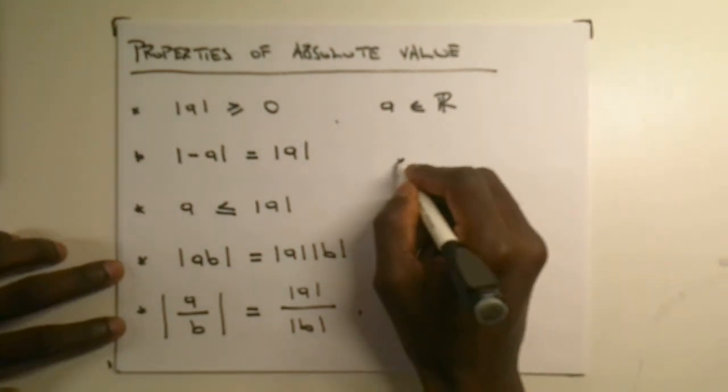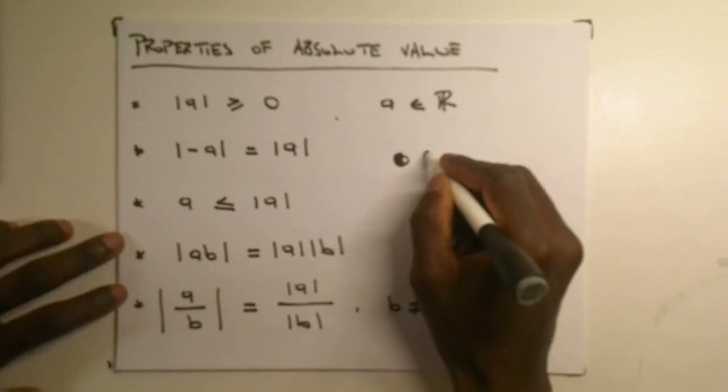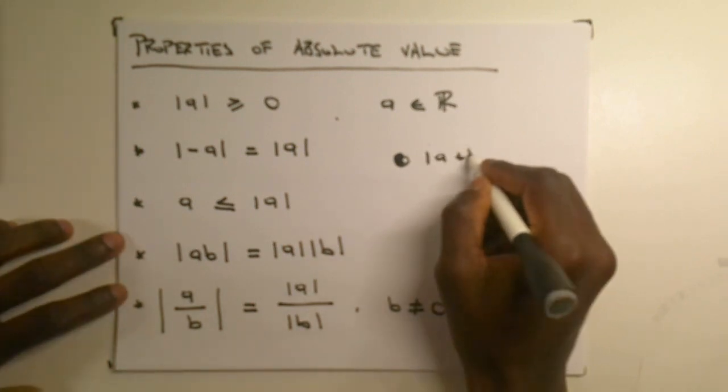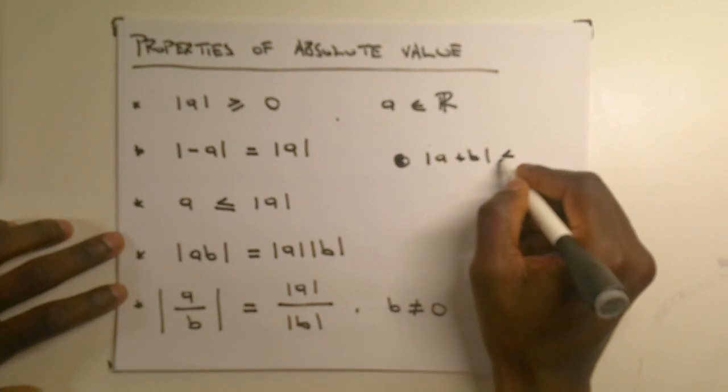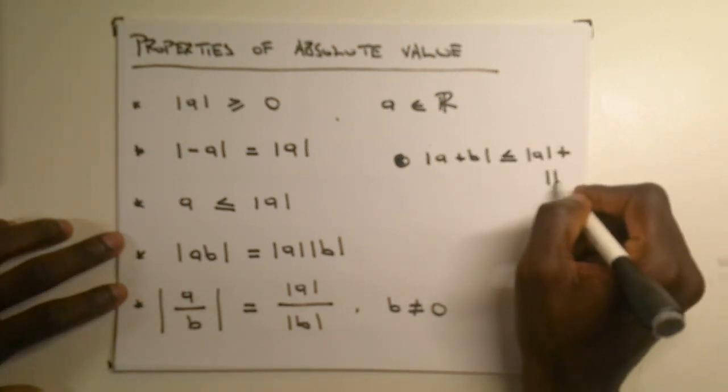And then one last property, which is a very special property that we'll look at, is that the absolute value of A plus B is less than or equal to the absolute value of A plus the absolute value of B.